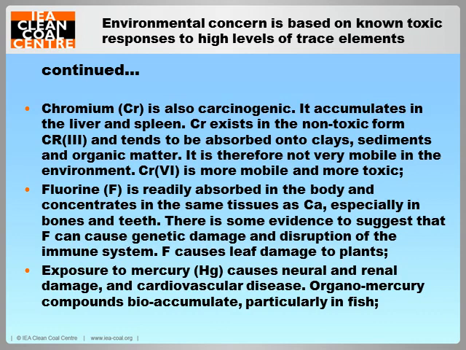Fluorine is readily absorbed in the body and concentrates in the same tissues as calcium, especially in bones and teeth. There is some evidence to suggest that fluorine can cause genetic damage and disruption of the immune system. Fluorine causes leaf damage to plants. Exposure to mercury causes neural and renal damage and cardiovascular disease. Organomercury compounds bioaccumulate, particularly in fish.